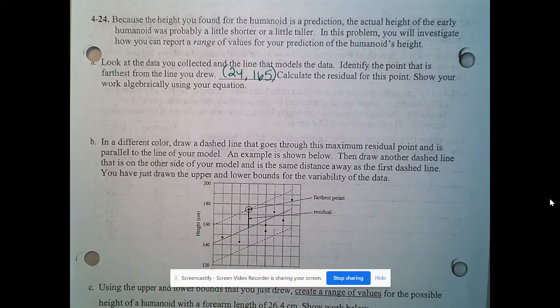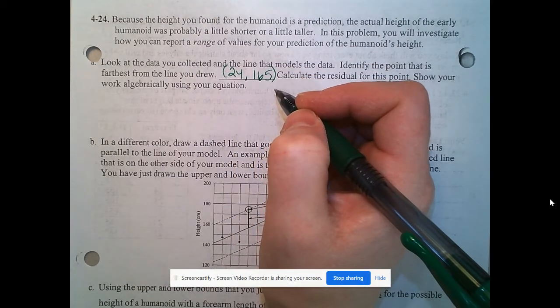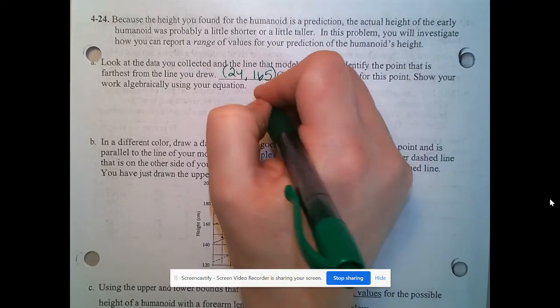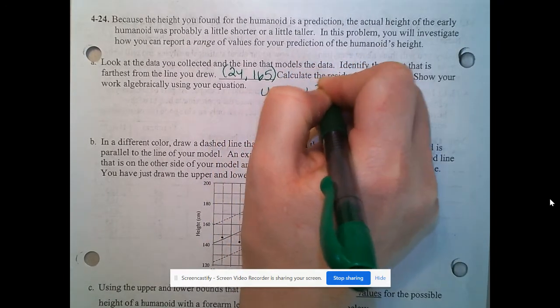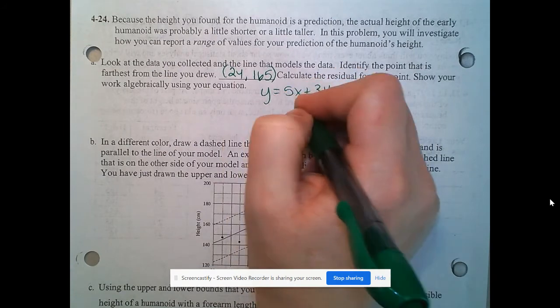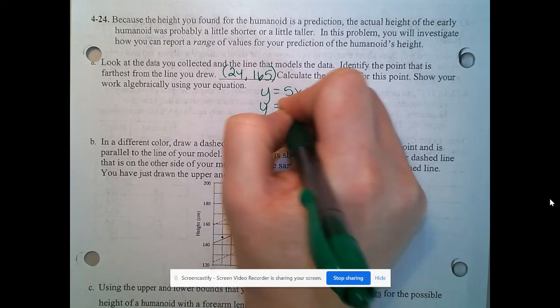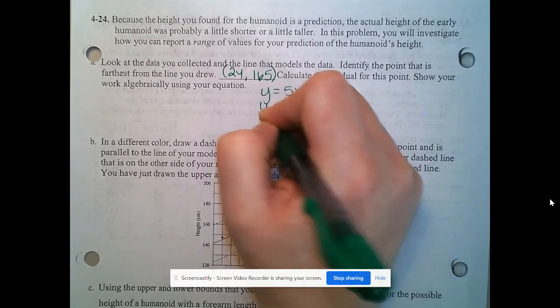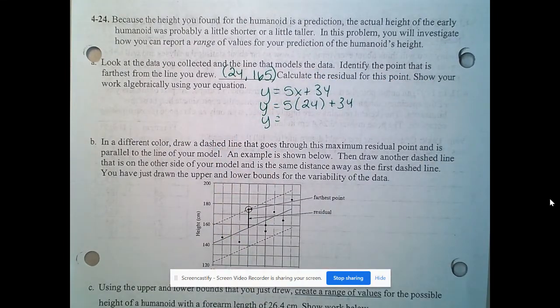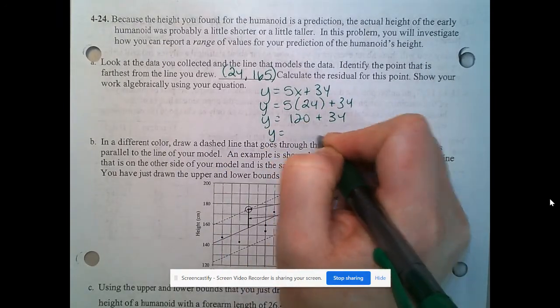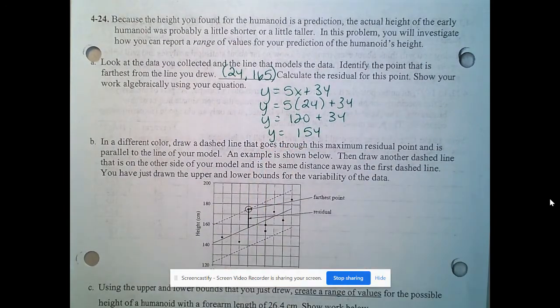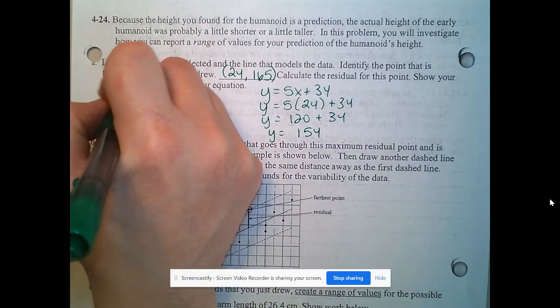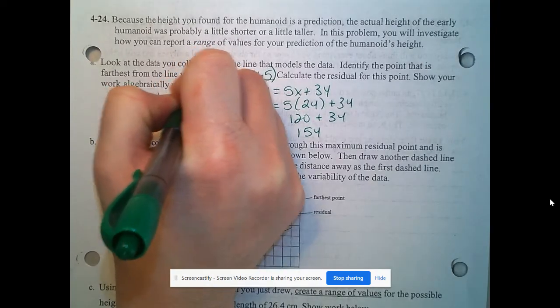Calculate the residual for this point and show your work algebraically. Okay, so we're going to use our fitted line, which was y equals 5x plus 34. And we're going to say, what is the y value if we plug in 24 for x? We're going to do 5 times 24, which is 120, plus 34. We were predicting that we should have gotten 154 as an outcome, and we got 165. So actual minus predicted.